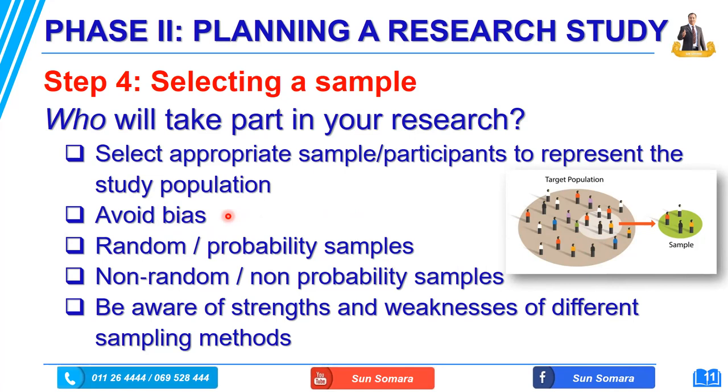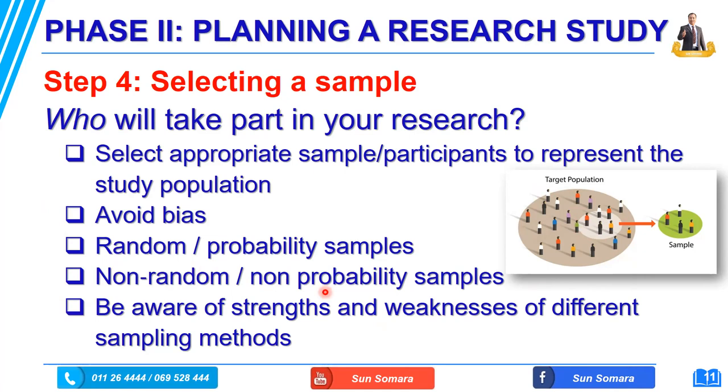Random or probability sample. Random, we can say, is not purposive, but you just select them randomly, based on a lucky pot selection or lucky draw. You choose by writing the names and then you can select them. And non-random or non-probability sample, like purposive, you point or select them immediately by knowing about the criteria or their specific information, and then you just choose them without randomness, right?